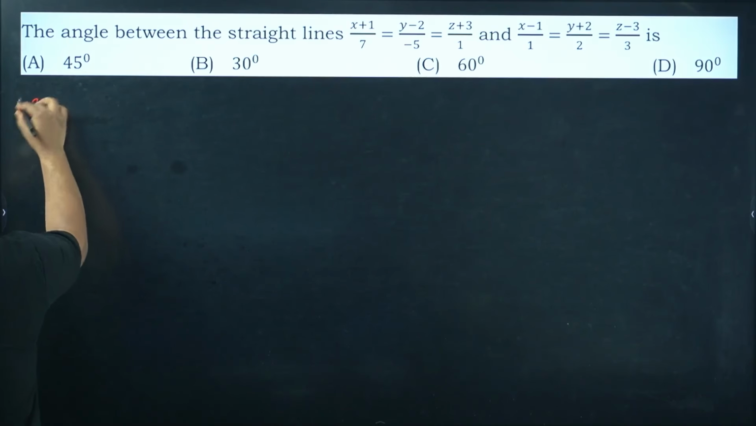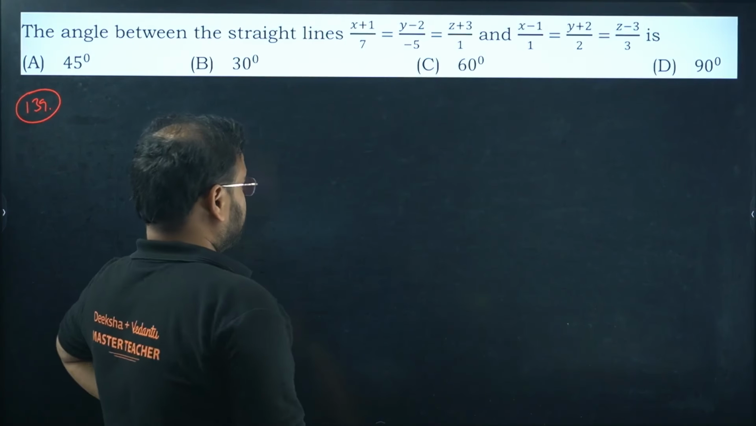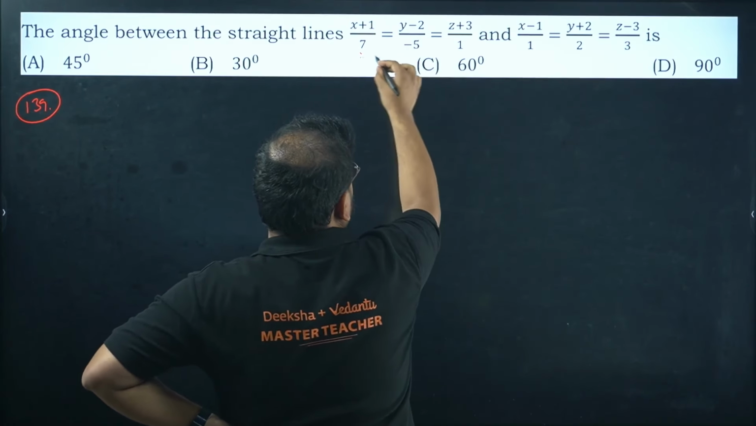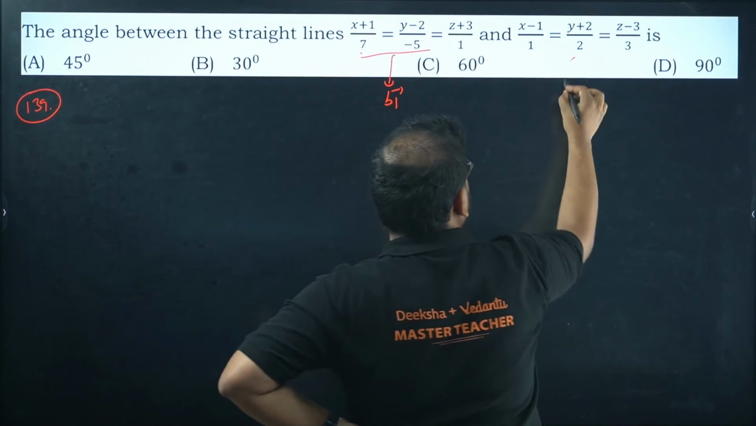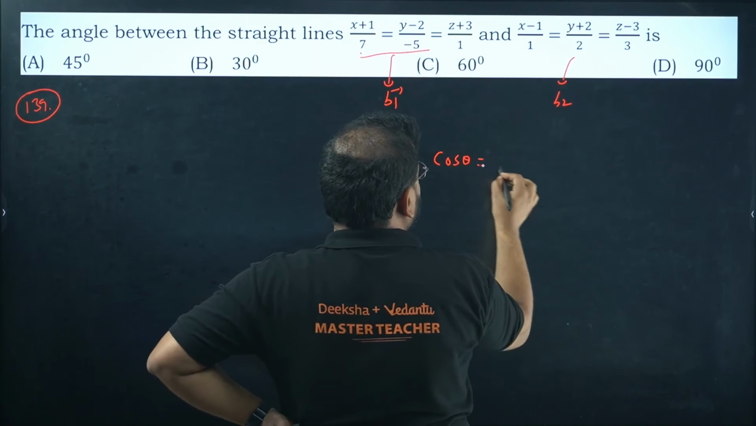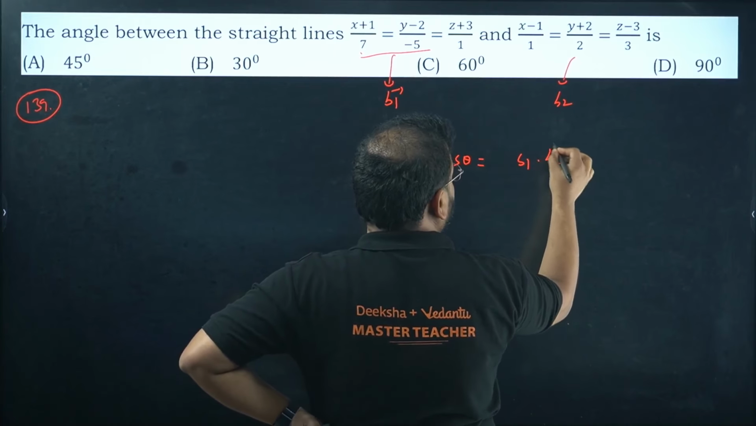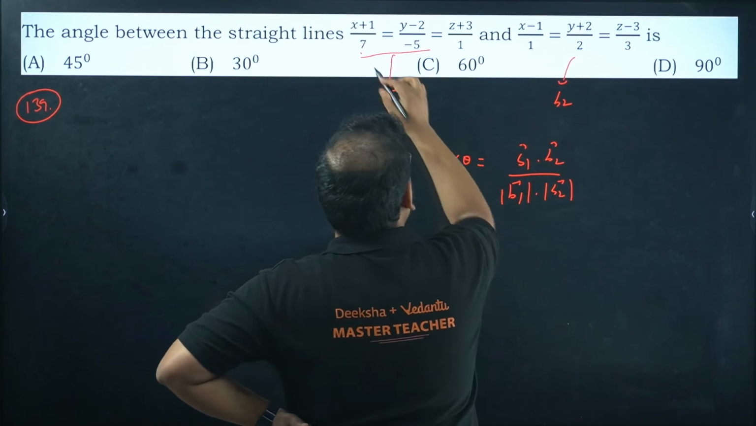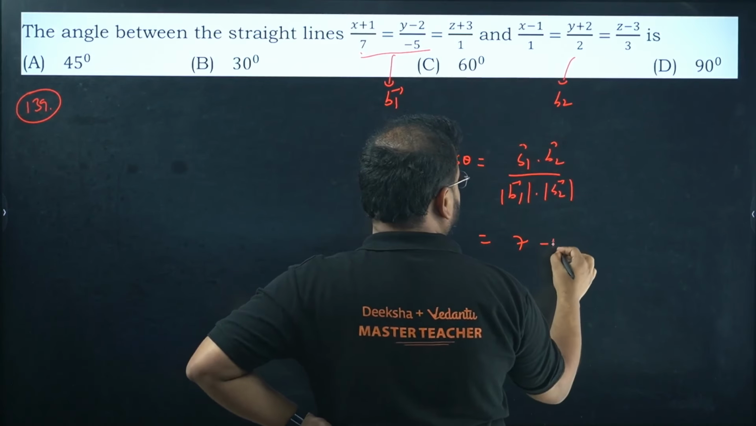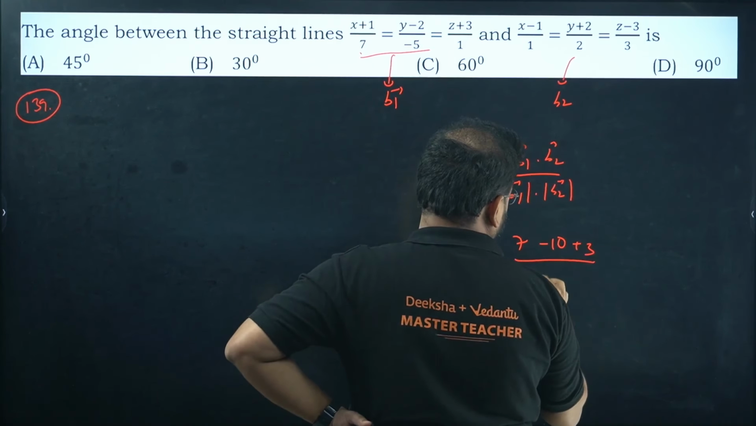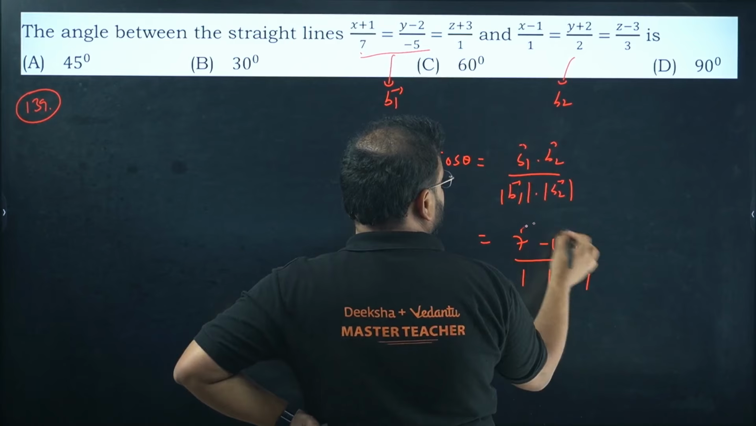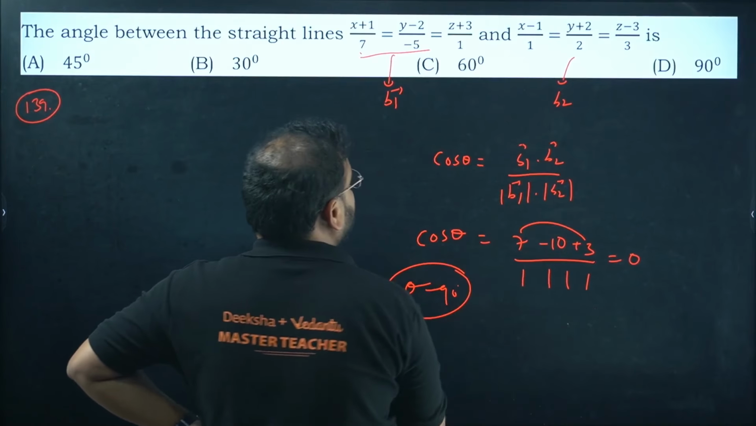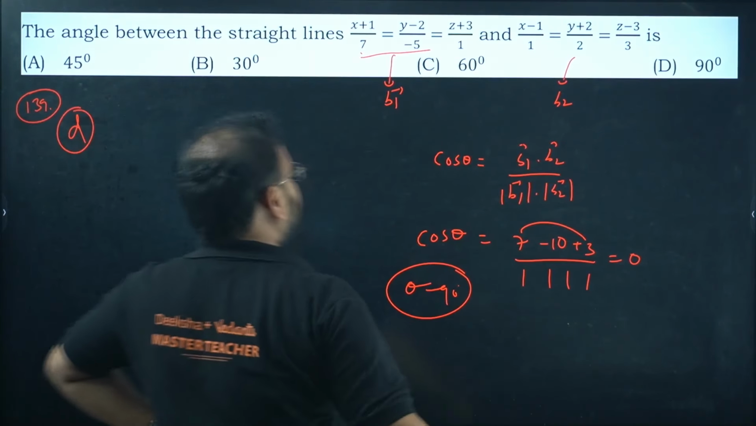139 now. The angle between the straight lines. Okay. Let's take the coefficients now. This is vector b1. This is your vector b2. What is the formula? Cos theta equals b1 dot b2 by mod of b1 into mod of b2. Multiply. 7 into 1, 7. 2 into minus 5, minus 10. 3 into 1, 3. This value does not matter because 10 minus 10 is 0. Cos theta is 0 means theta is 90 degrees. Theta is option D, 90 degrees.